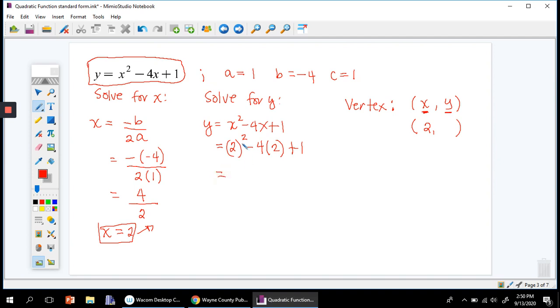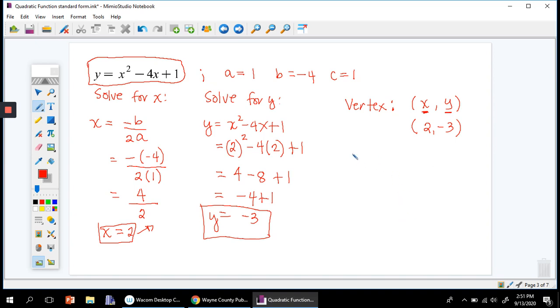Then we are going to perform the expression with exponent. So 2 raised to 2 is 4. Negative 4 times 2 is negative 8 plus 1. Now let us perform addition and subtraction from left to right. So 4 minus 8 is negative 4 plus 1. Negative 4 plus 1 is negative 3. So your y is negative 3. So this is negative 3, right?